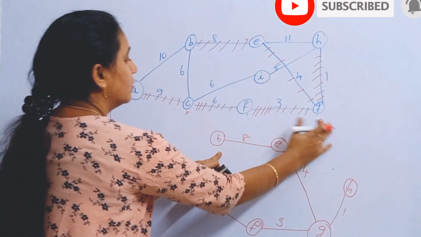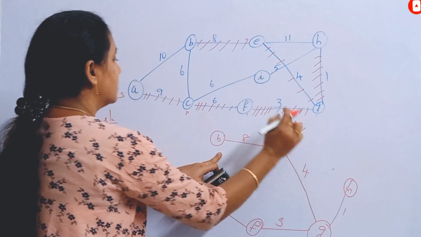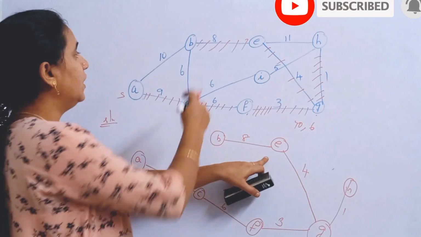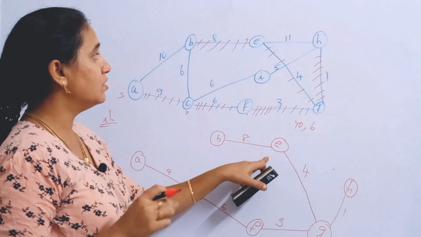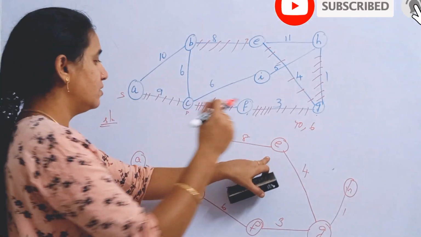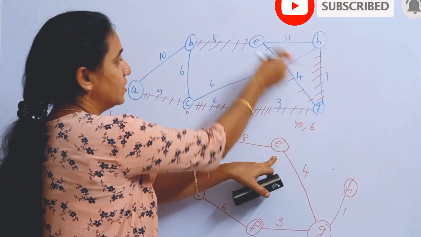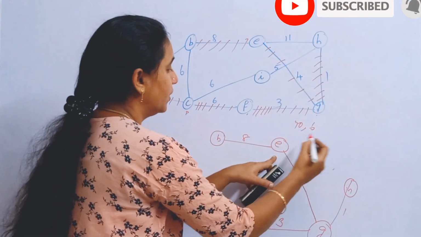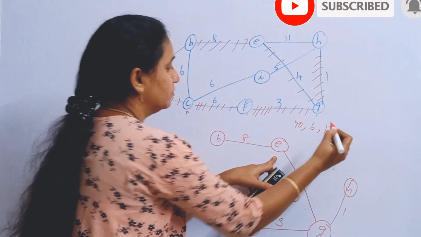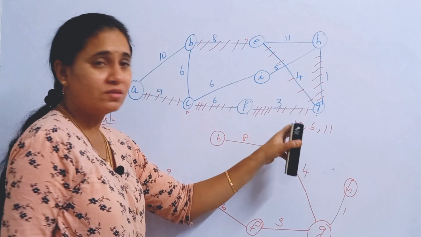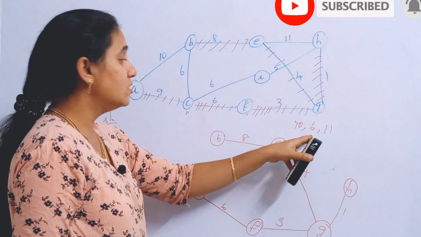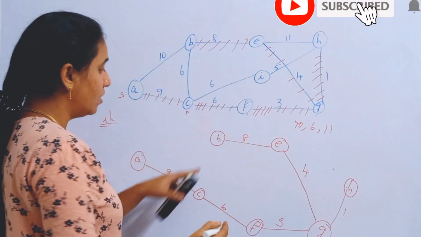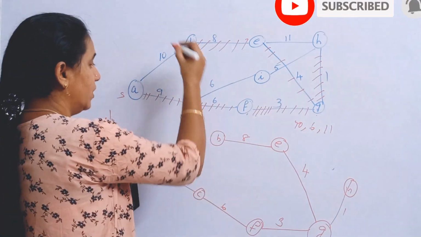From this current vertex, what are all the edges that are adjacent? So 10 is adjacent, right? And 6 is adjacent, right? So for E, is there any edge that is unvisited? See, from E, this is visited, isn't it? So this is also visited. The only leftover edge is E to H, that is 11. Now among these, find which has the minimum weight. So 6 has the minimum weight, right? So B to C has the minimum weight.